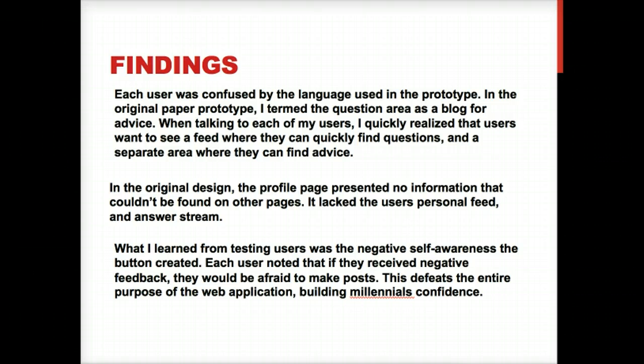Moving on, users were confused by the language used in the prototype. In the original paper prototype, I termed the questionnaire a blog for advice, and when talking to each of my users, I quickly realized that users wanted to see a feed where they could quickly find questions, and a separate area where they can find advice. In the original design, the profile page presented no information that couldn't be found on other pages. It lacked the user's personal feed and answer stream.